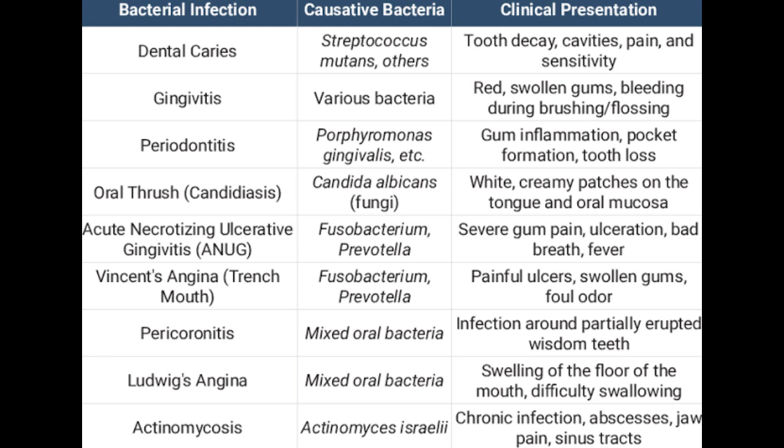The test is lepromin test, which helps us in differentiating between tuberculoid leprosy and lepromatous leprosy. The tuberculoid leprosy is a resistant type. It is comparatively better prognosis than lepromatous leprosy.